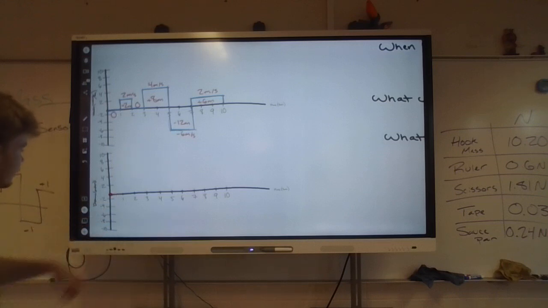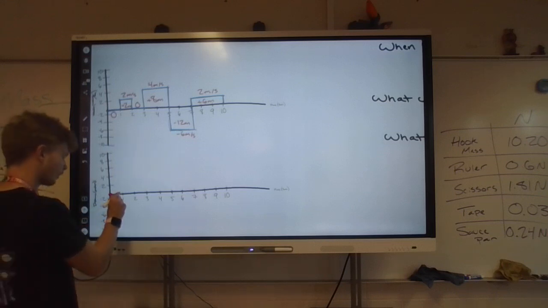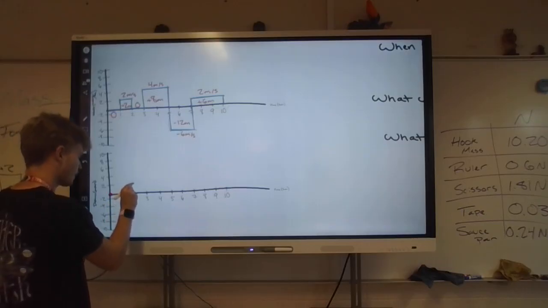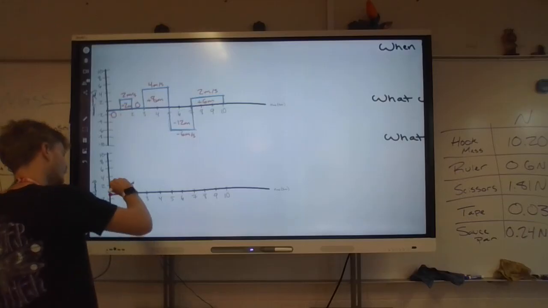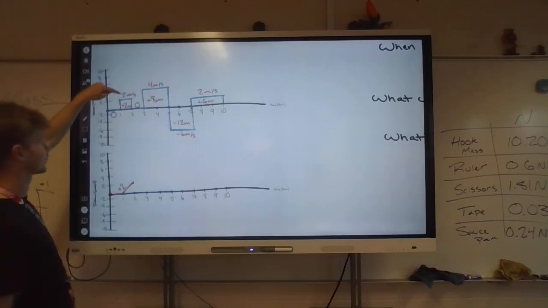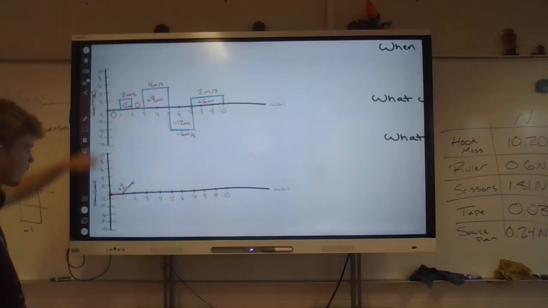Now, from 1 second to 2 seconds, it said I went up 2 meters. So I'm going to go over 1 second. For every second I went up 2 meters. That means I'm going to go up 2 meters right here, and I'm going to connect that line. That means my slope right here is also a positive 2, just like it is here, positive 2 meters per second.